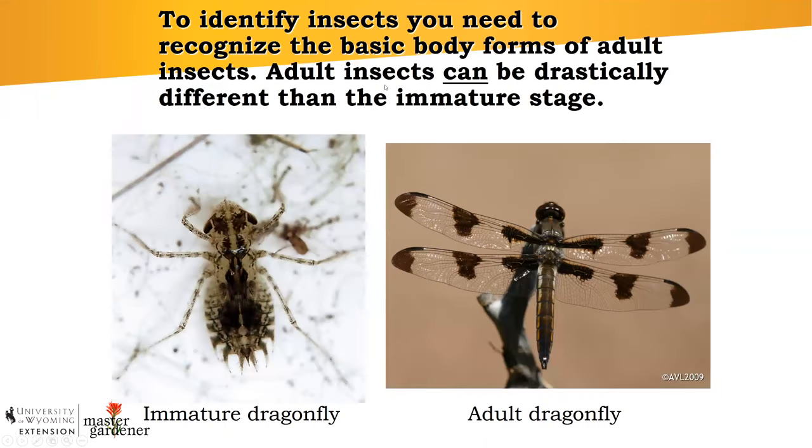To identify them from immature forms, you need to familiarize yourself with them. I'm not gonna cover it in detail, but I did wanna point out how different they can be. So this is an immature dragonfly, and then this is the adult. The immature lives in water and is a voracious predator in the water, whereas the adult dragonfly is probably the best flyer in the insect world and is also predatory. So again, very different between the two forms.